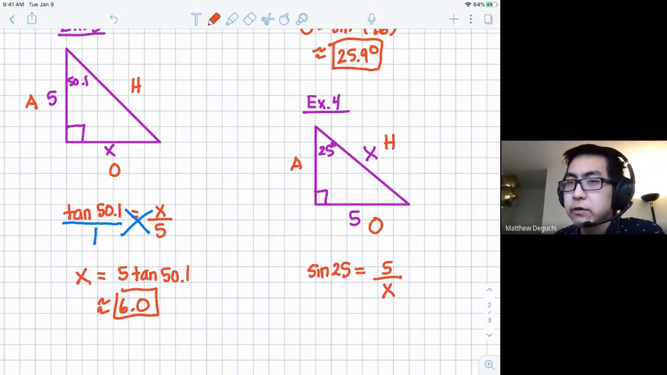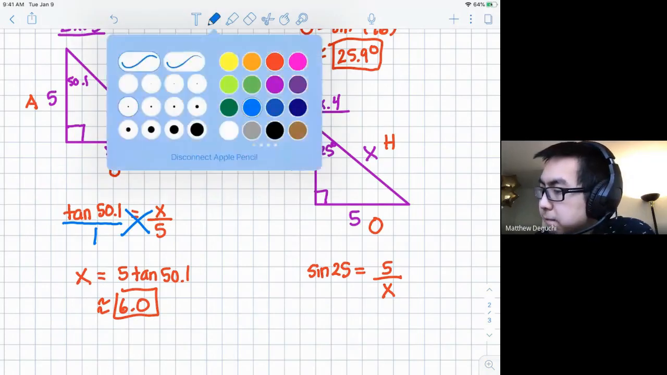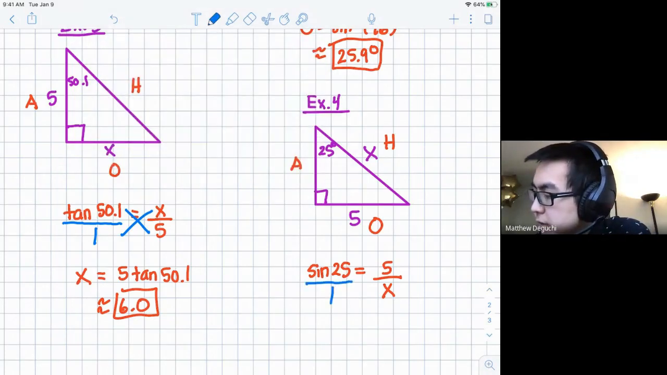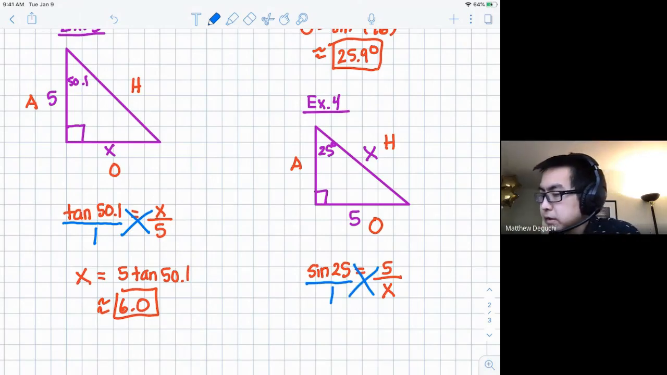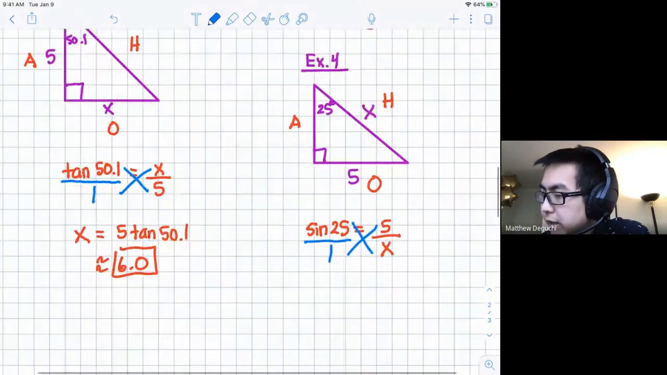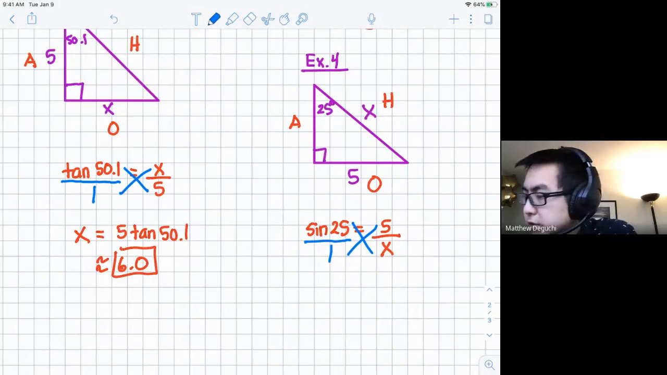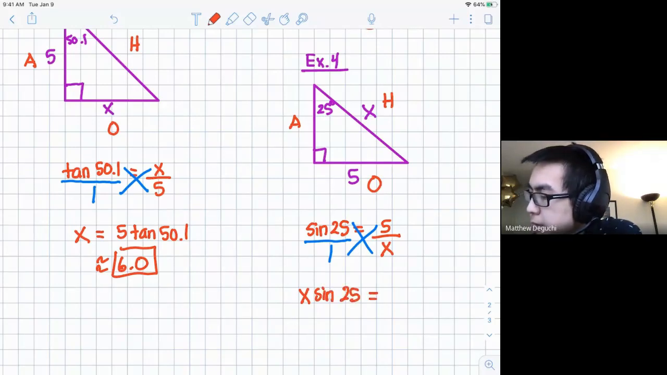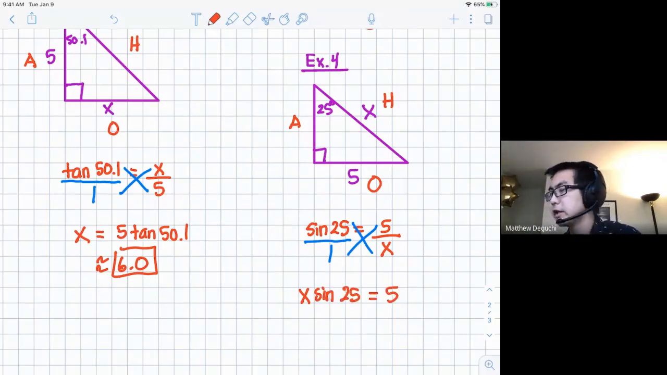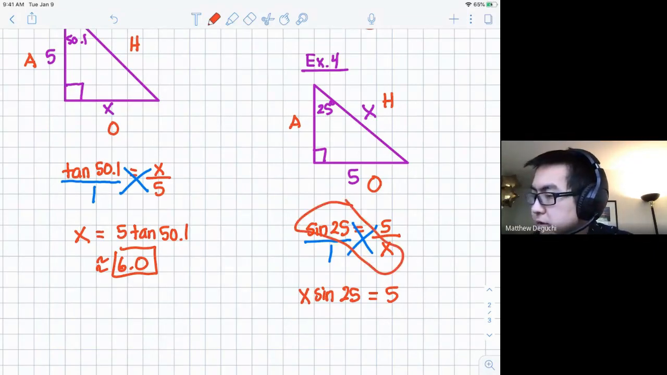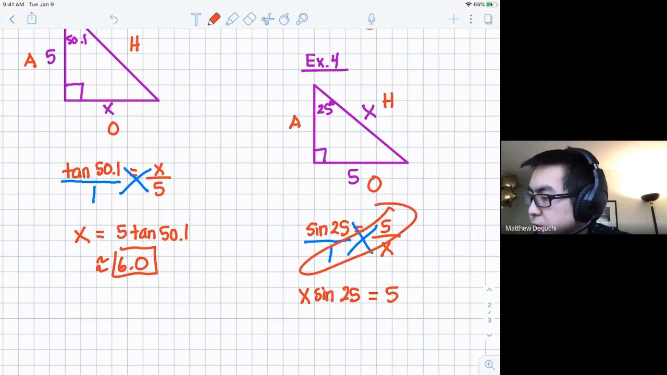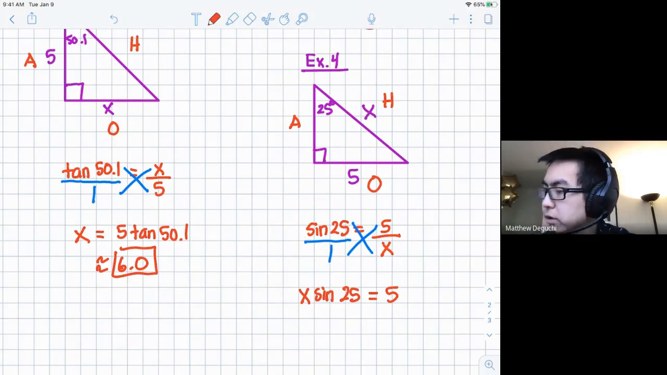Now, again, to solve for this, you have to cross multiply. So I'm going to put this over 1 and cross multiply. So x times sine 25 is just x sine 25. And 1 times 5 is 5. You can choose if you want to multiply this way first and then this way, or multiply this first and then set it equal to this. It doesn't matter. Either way works.